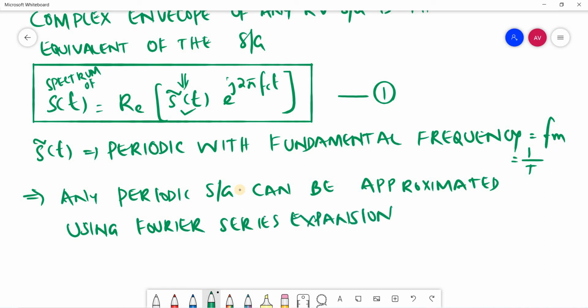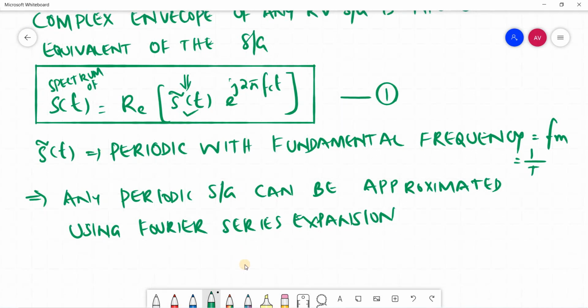So any periodic signal, for instance, while we discussed the ring modulator and balanced modulator and all, what we did is we had square pulse trains. Those were periodic signals. So we have represented it as a weighted sum of sinusoids and cosinusoids. So similarly, any periodic signal can be approximated or represented using Fourier series expansion, right?